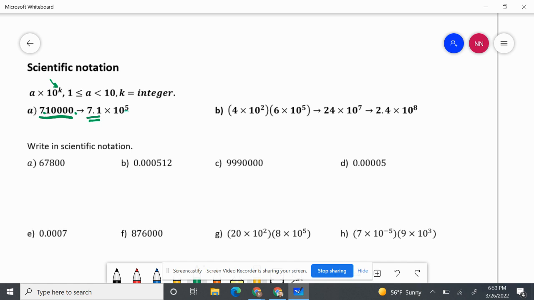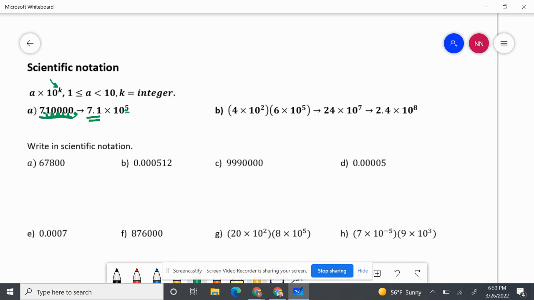Now, to figure out the exponent, we look at our decimal and count how many spots to move it to get between 7 and 1. So 1, 2, 3, 4, 5. That's where it's 5. It's a positive 5 because this is a large number. If it was a small number, we'd have a negative exponent. Large number means positive exponent.